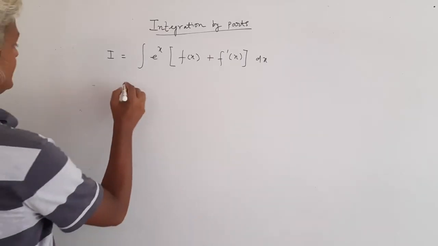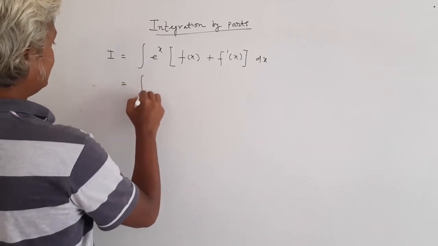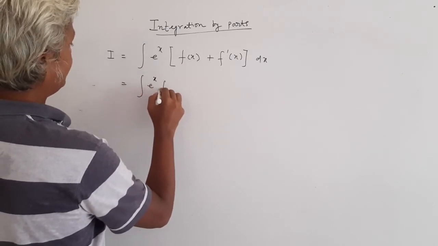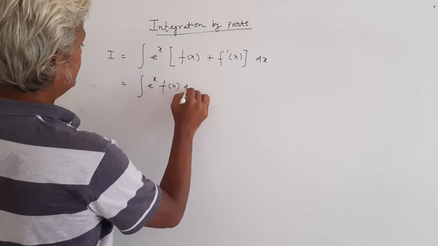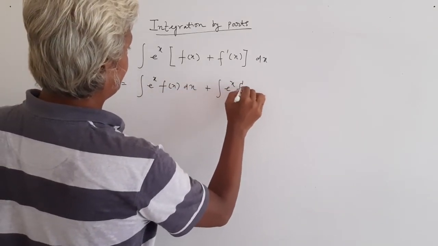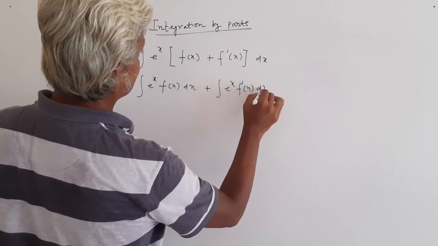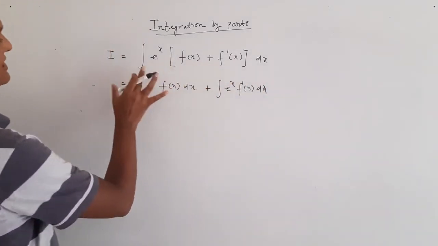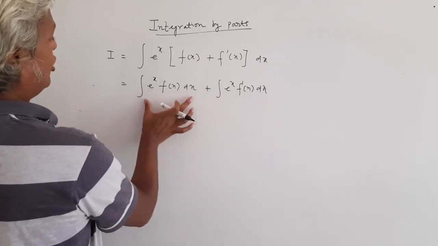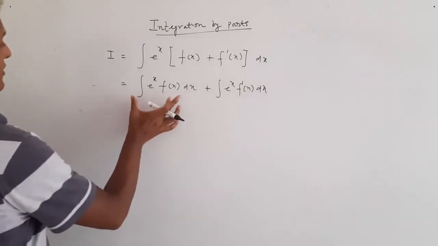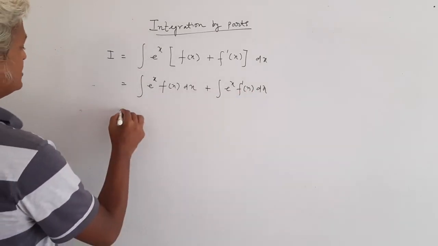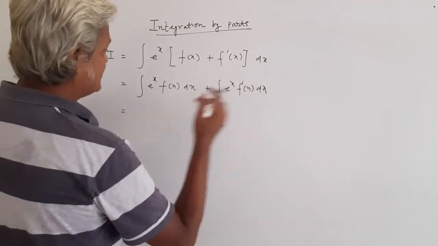Now let's do it. First we break this into two parts: the integral of e to the power x f(x) dx plus the integral of e to the power x f'(x) dx. So this whole integral is broken down into two parts, I1 and I2, the sum of two integrals. We will start with the first one and keep the second one as constant, because you will come to know why after a few seconds.